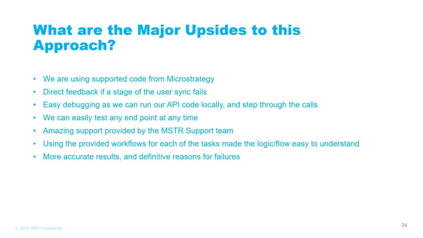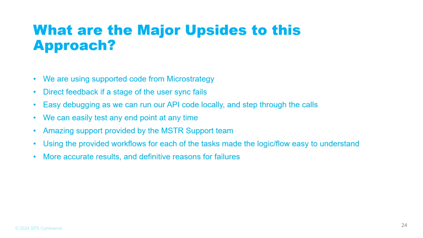Major upsides of the approach, we're using supported code from MicroStrategy. Direct feedback if a stage in the user sync fails. Easy debugging, because we're running it locally. We run our API code locally, no problem. And we're only reaching out to the APIs. Amazing support, again, from the support team. The workflows, holy moly. If you haven't seen the Postman workflows for the REST APIs, we're gonna look at them afterwards. They are absolutely amazing. Anything you need to do, they just tell you, here's the steps to do. Here's the API calls you need to do. And now we have more accurate results and definitive reasons for failures.